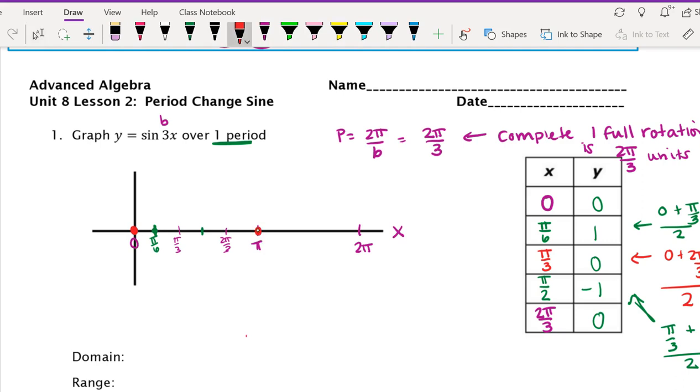I'm going to have a middle value of 0. And my maximum was 1 and my minimum was -1. So I'm going to go up, and then I'm going to go down. Those are my 5 critical points, and I'm going to connect them with a smooth curve.